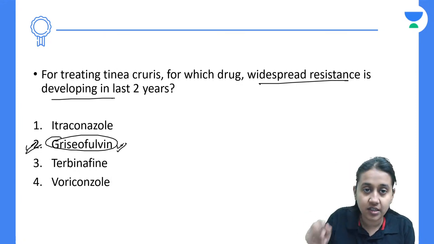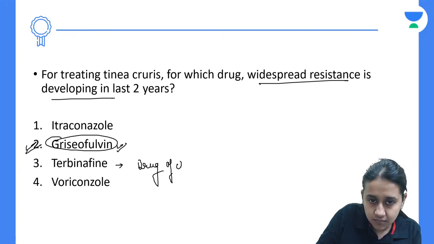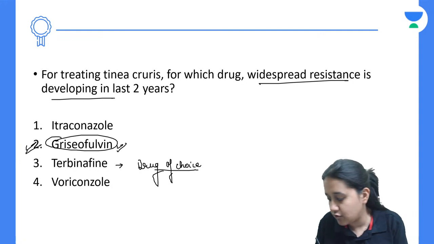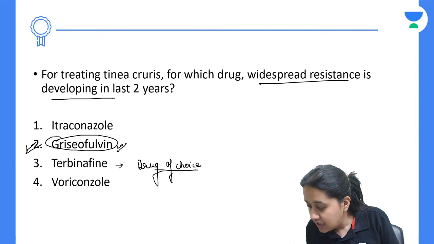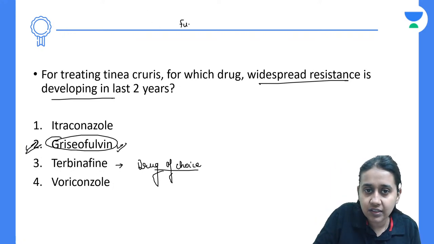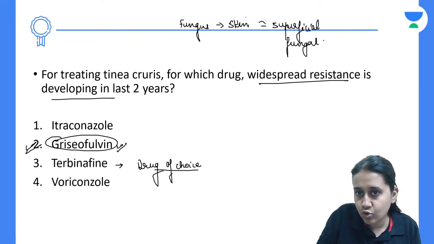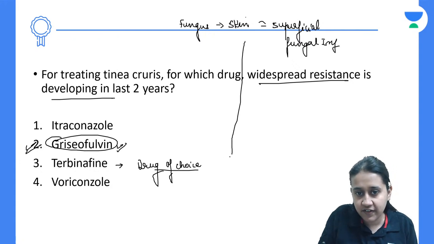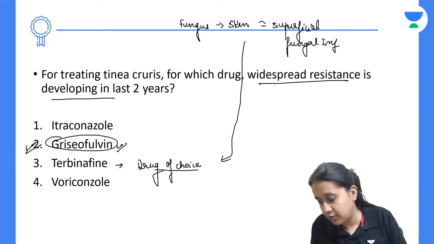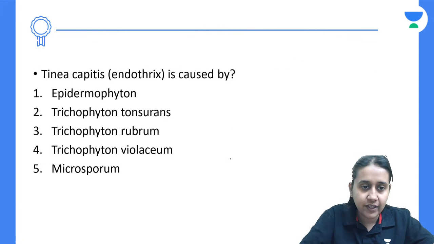Yes, the antifungal of choice is terbinafine. This is drug of choice. Now those who are writing amphotericin, please remember, I'm talking about the fungus which is present on the skin, that is superficial fungal infection. For superficial fungal infection, the drug of choice is terbinafine. I'm not asking you in general. So the correct answer is terbinafine. Moving to the next question.